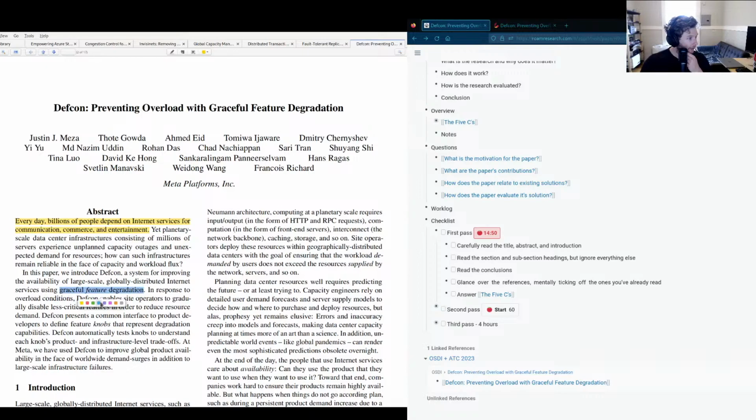Feature degradation. I'm also curious how they decide which features to degrade. It's kind of a difficult decision, I would imagine. Like, how do you tell somebody that their feature is one that is going to be turned off if there's a serious problem? Or maybe it is automated to some degree, or they don't have a choice.